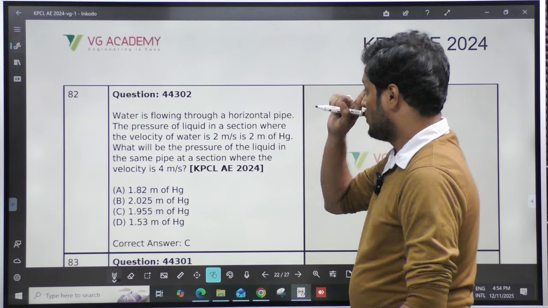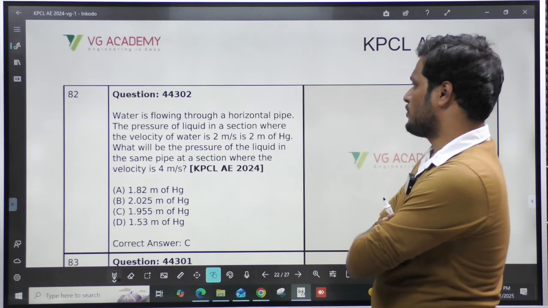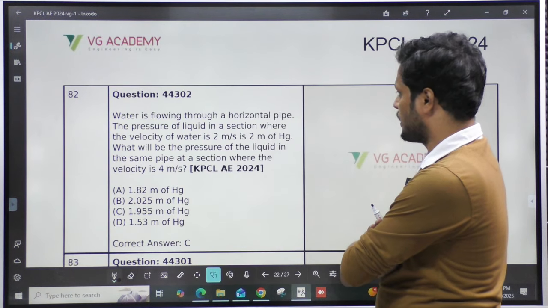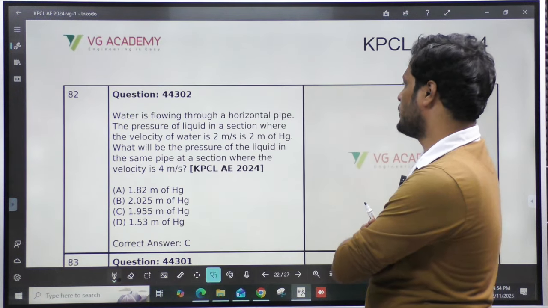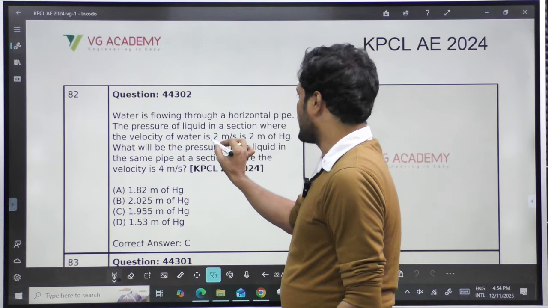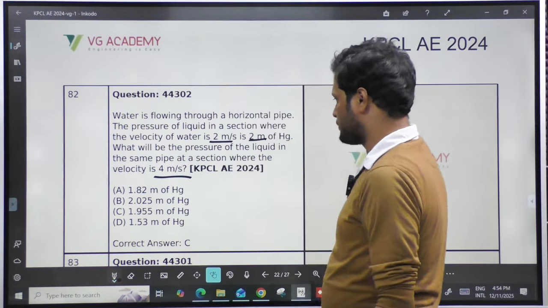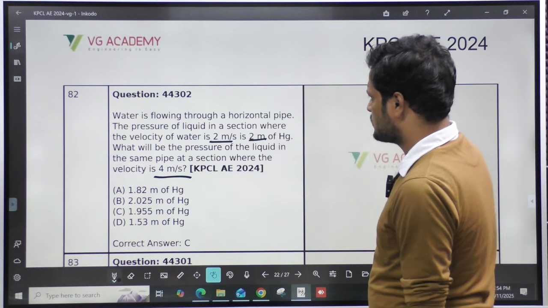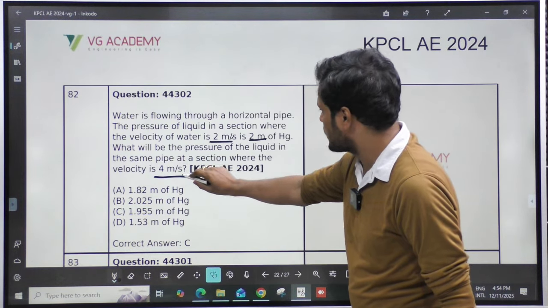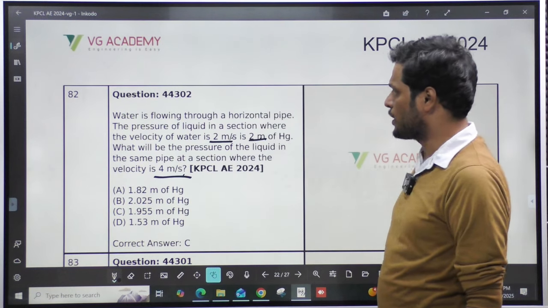Next, water is flowing through a horizontal pipe. The pressure of a liquid in a section where the velocity of the water is 2 meter per second is 2 meter of Hg. What will be the pressure of the liquid in the same pipe at a section where the velocity is 4? So velocity has become from 2 to 4. What is the increase in pressure? Decrease in pressure. Velocity is increased, so pressure will decrease. So whatever the head that is increased, that head we have to reduce.